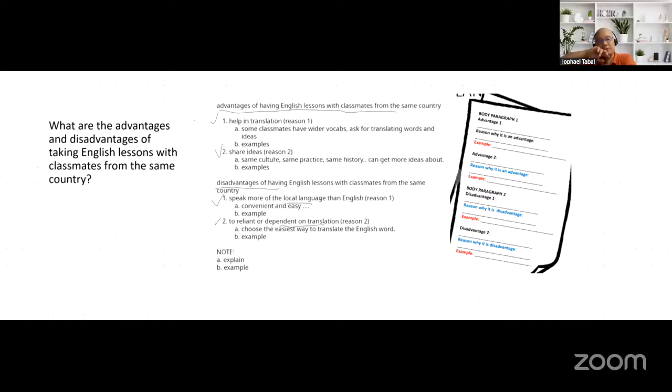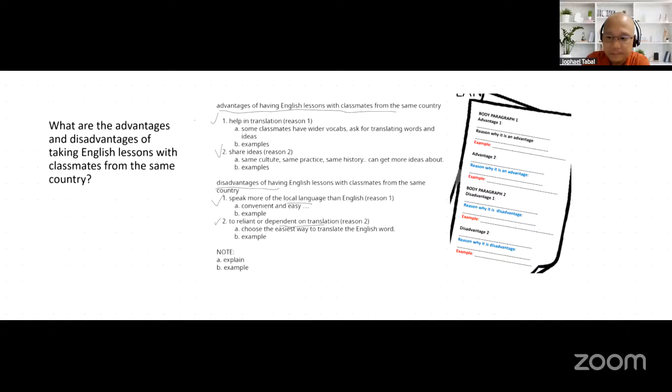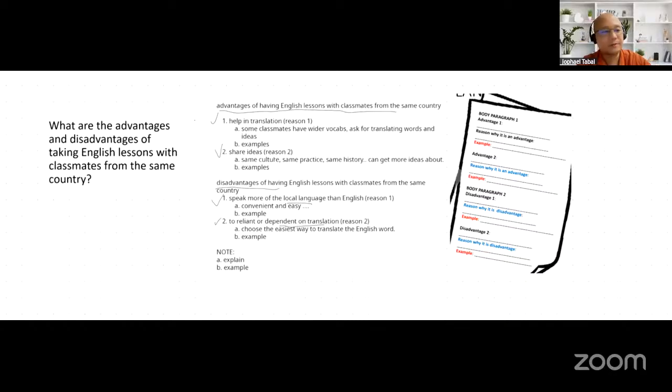Teacher, I think the advantage is classmates can help each other translate difficult words, and they can share ideas easily because they have the same culture. And how about the disadvantages of this situation? I think the disadvantage is a student may speak their own language instead of English, they can become too dependent on translation, and not practice English. Very good. Right, so they cannot practice more because they always translate and speak the same language, right?